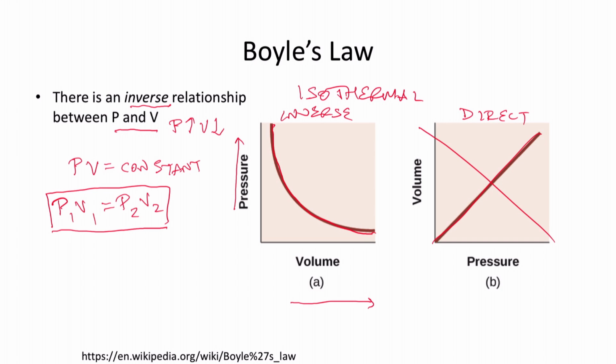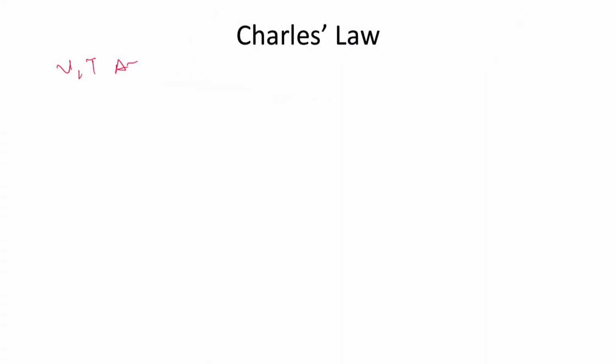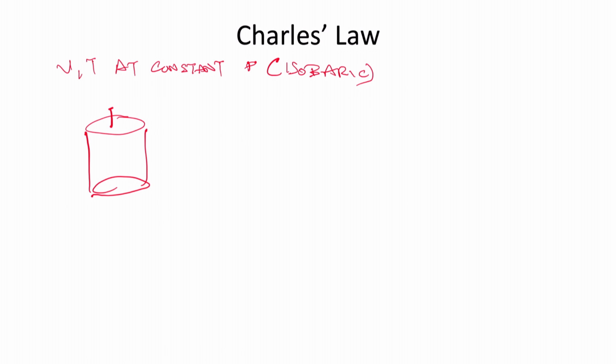Another expression is something called Charles's Law. Charles's Law describes a relationship between volume and temperature, assuming that pressure is constant. Another word for constant pressure is isobaric. When Charles did his experiment, imagine a piston like this, and the piston has the gas in it, and then there's some sort of source of heat. This is going to make things hotter.